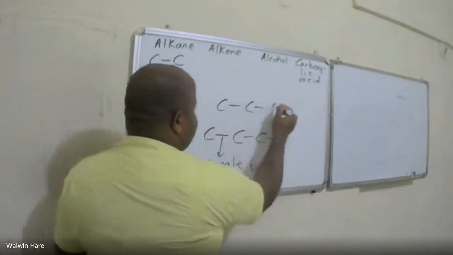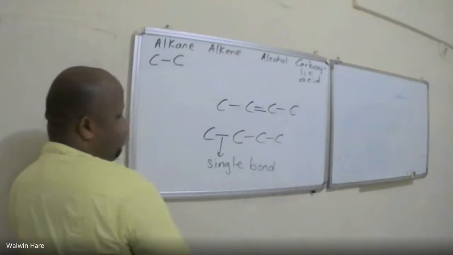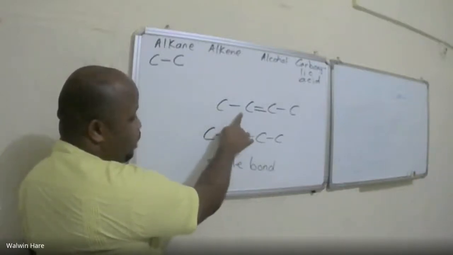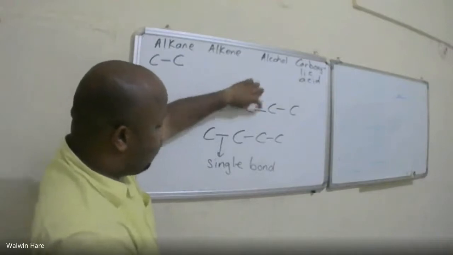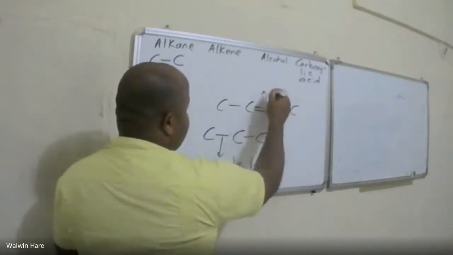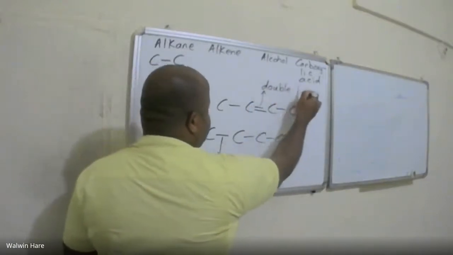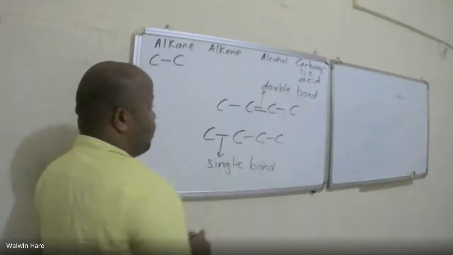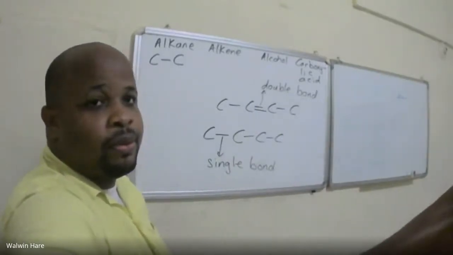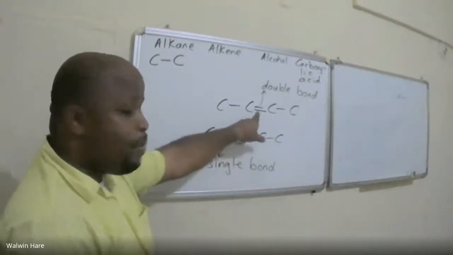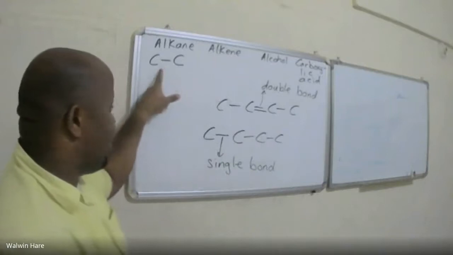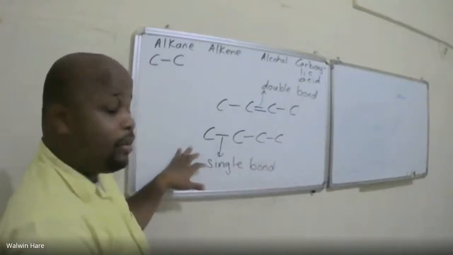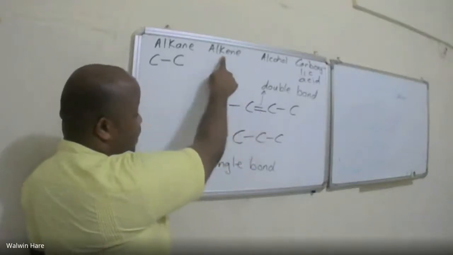Now, let's look at this one. This compound consists of carbon-to-carbon single bonds, right? But you notice this one has two lines. When it has two lines, that is a double bond. A single line is a single bond. Two lines is a double bond. Once your compound has a double bond, we cannot categorize it as an alkane. The alkane must only have carbon-to-carbon single bonds all the way through. Once you see a double bond, that is an alkene.